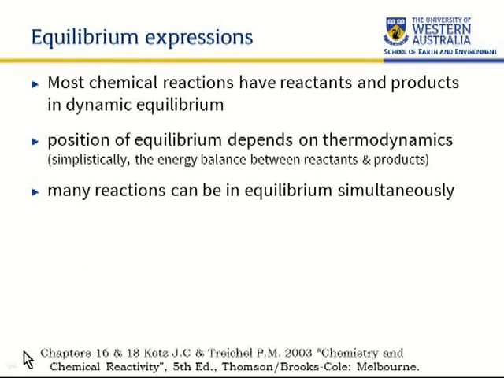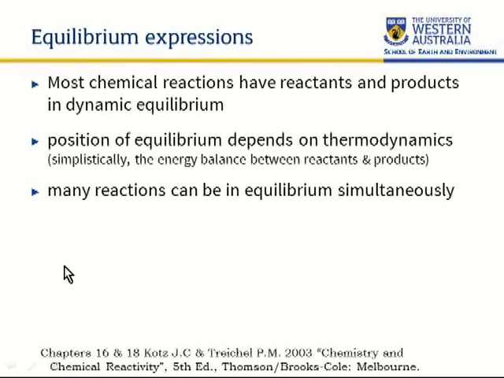So a chemical reaction will simplistically at least go from reactants to products, and we assume in chemical equilibrium theory that they're in some sort of dynamic equilibrium. And the position of equilibrium depends on basically the free energy difference between reactants and products. And that gets quite complex and involves at least the first two laws of thermodynamics.